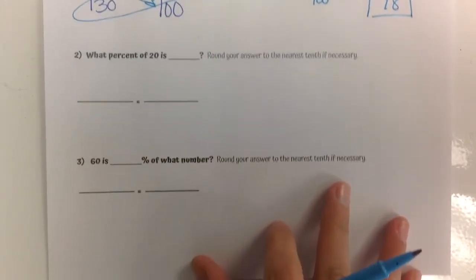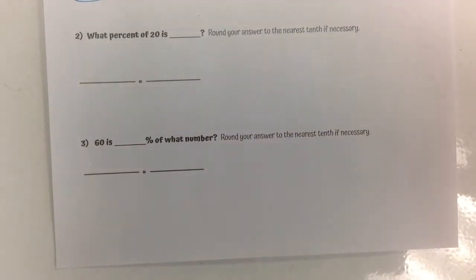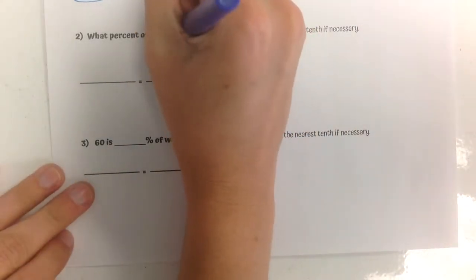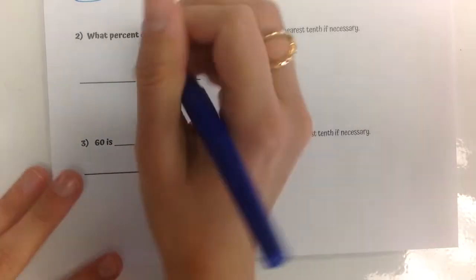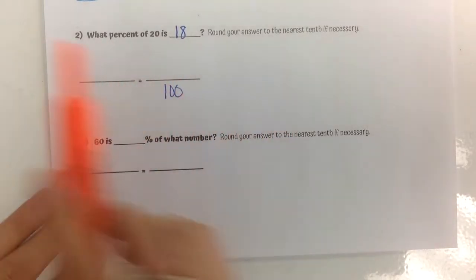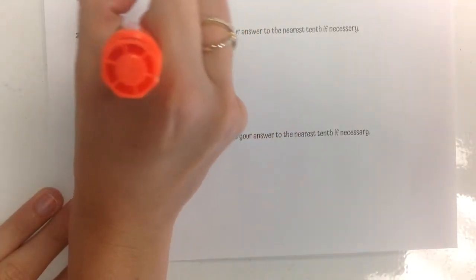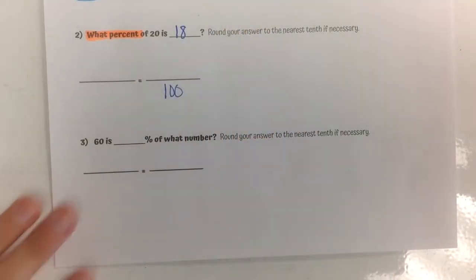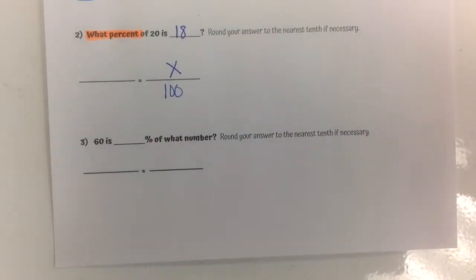All right, next problem. What percent of 20 is 18? So again, no matter what, I know down here the value is 100 because it's always out of 100%. Then looking at the numbers that are given. Again, I always look for a percentage sign first. I don't see a percentage sign. I do see the word percent, and it's asking what percent. So that tells me that we are solving for the percent.